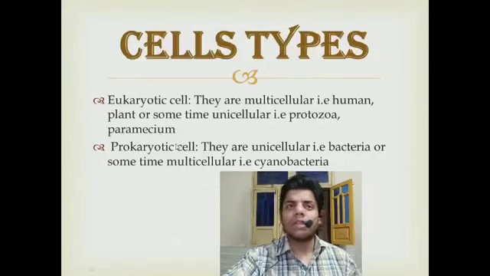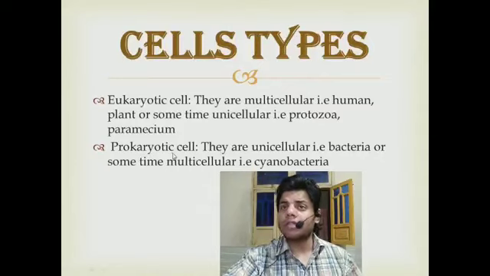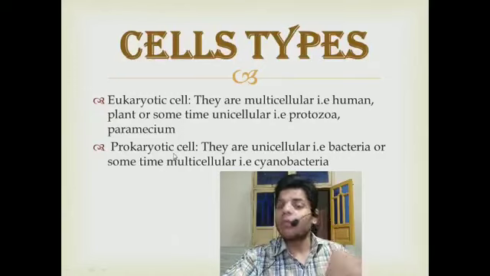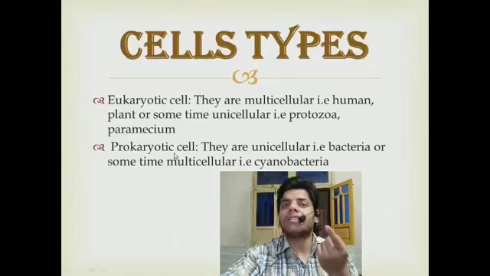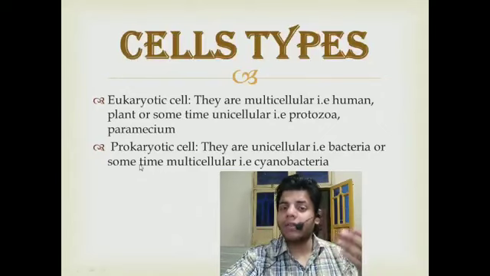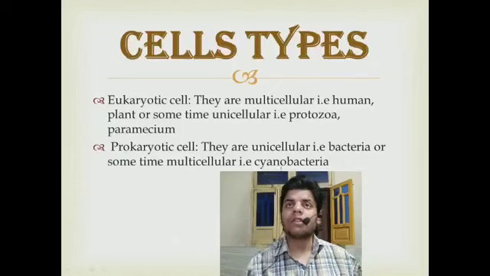Both are microorganisms. Now if we talk about prokaryotic cells, prokaryotes can be made up of one cell, which we call unicellular. For example, we have bacteria. Or they can be made up of different cells and different kinds, which we call multicellular. For example, we have cyanobacteria. Let's go to the next slide.